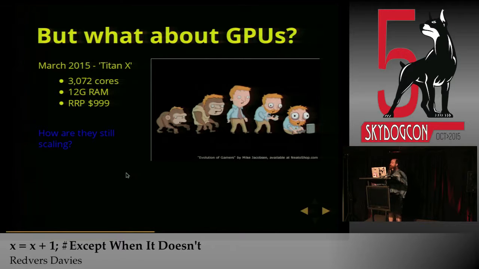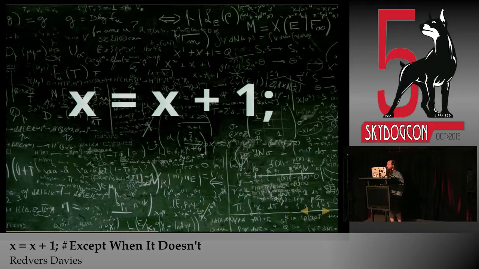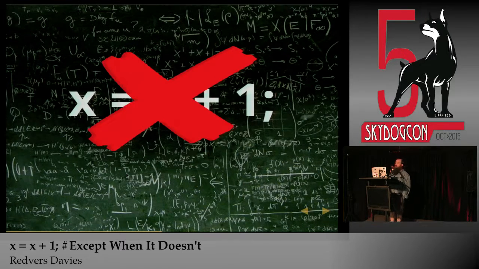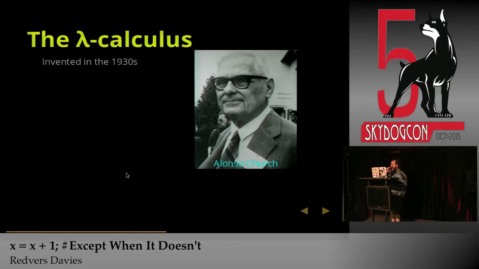So right now, March 2015, it isn't March, but it's close enough. 3,072 cores, 12 gig of RAM, $1,000 on a graphics card. Awesome. And they use it all. How awesome is that? So how are they still able to scale? Well, it comes back to this, our little friend here. Or more accurately, it comes back to not this. Because this is what is causing us our problems.